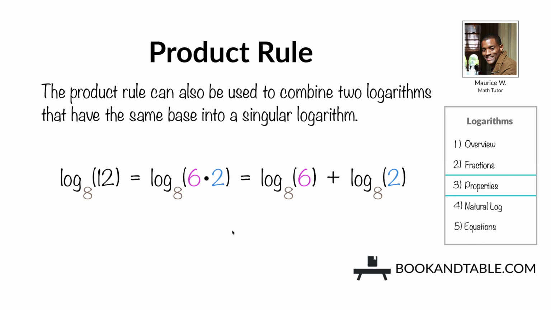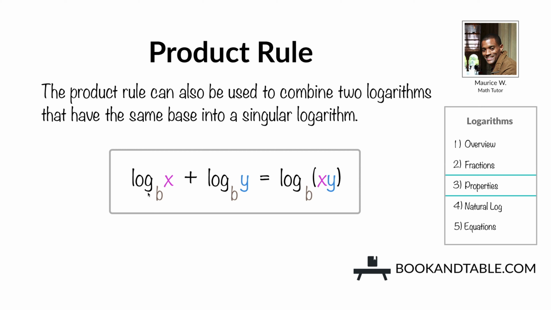Now the product rule can also be used to combine two logarithms that have the same base into a singular logarithm. So the same way we can take this logarithmic term and separate it into a sum of these arguments, we can take these two logarithms and combine them since their bases are the same, and we do so by multiplying the arguments 6 times 2, and then we know 6 times 2 would be 12. So we can use the product rule to break up a term, or we can use the product rule to combine two terms to simplify it into a singular term. So that is the use case we are going to practice now.